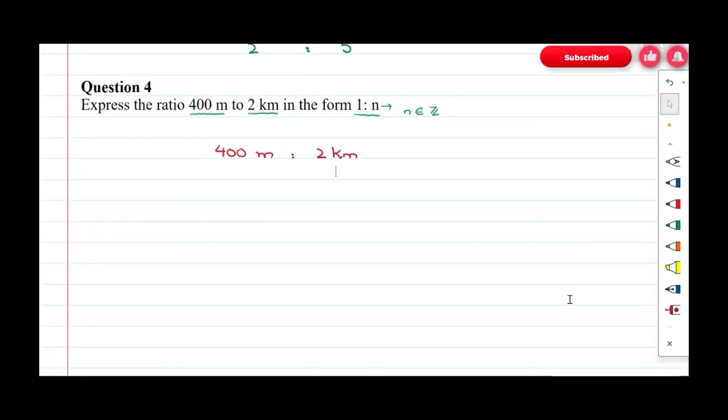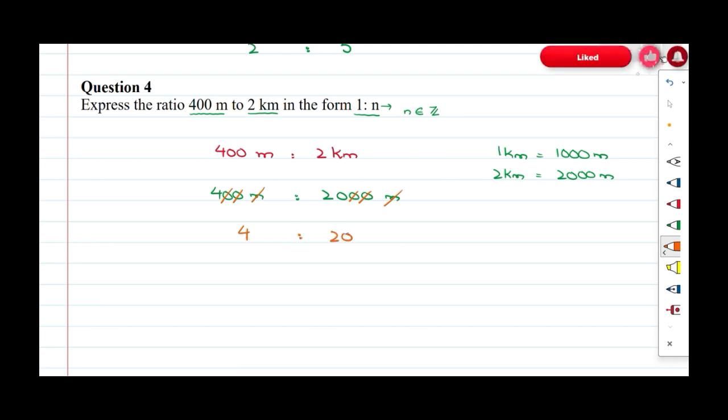Okay, this is kilometers to meters. So 1 kilometer is equal to 1000 meters. 2 kilometers is equal to 2000 meters. Now this is 400 meters and this is 2000 meters. We can easily cancel the same units, the two zeros with the two zeros, and here we have 4:20. 4 times 1 is 4, 4 times 5 is 20. So 1:5, and n is the integer, which is 5, right?